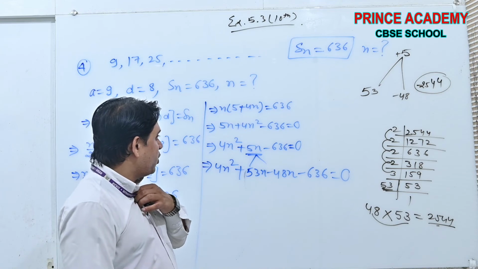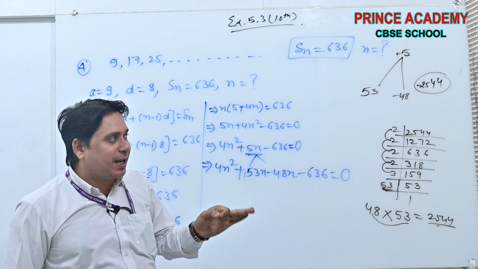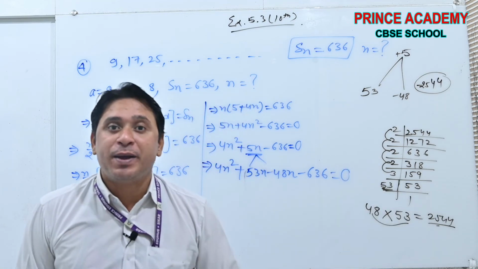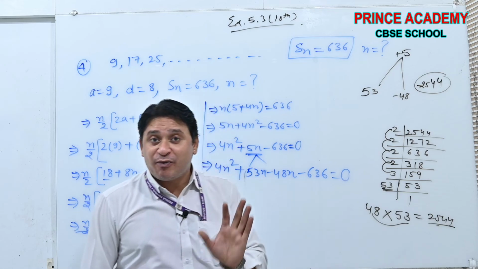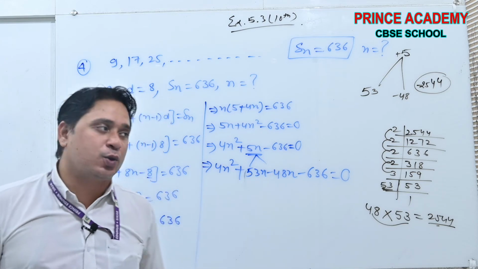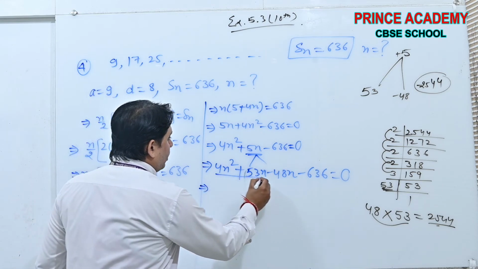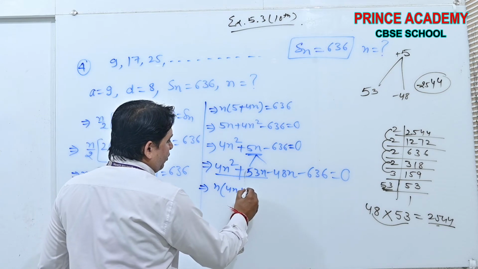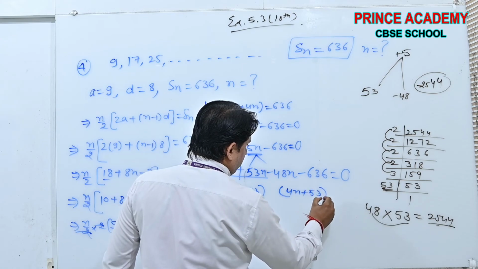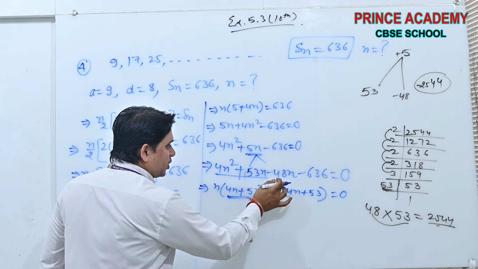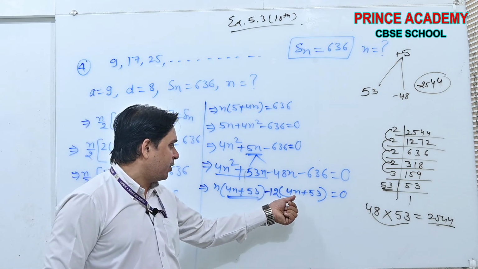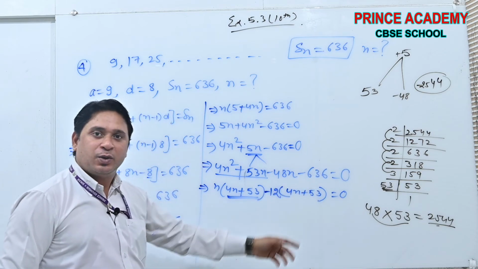Whenever you have such a little bit larger calculation, go for this method. Surely it will work and it will help you. And try to make your command over this also. If you are not comfortable with it, then go for the Sridharacharya Sutra. Okay beta? Now see, here only n is common, 4n plus 53. Divide by this, you will get minus 12. If you take minus 12 common here, you will get 4n plus 53. It's your choice.